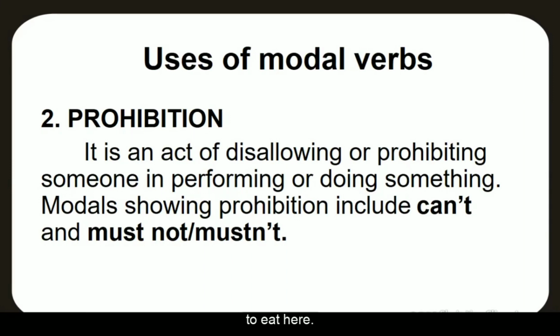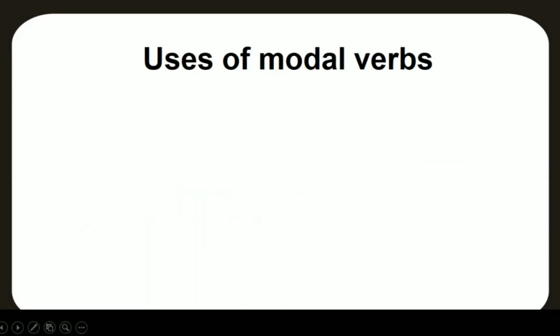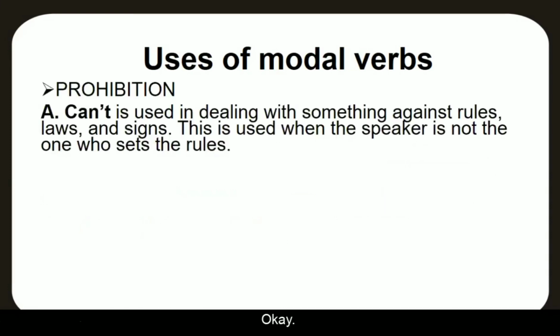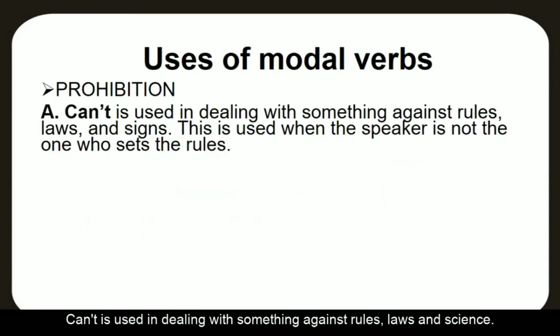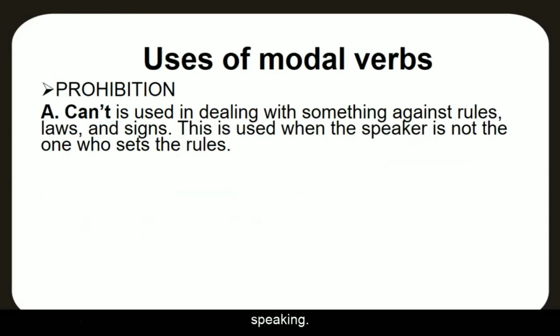You are prohibited to eat here. You are prohibited to litter here. Those things. Okay, so let's have the first modal, as it says here, can't. Can't is used in dealing with something against rules, laws, and signs. Remember this one. This is used when the speaker is not the one who sets the rules. It's like other people set the rules, not the one who is speaking.